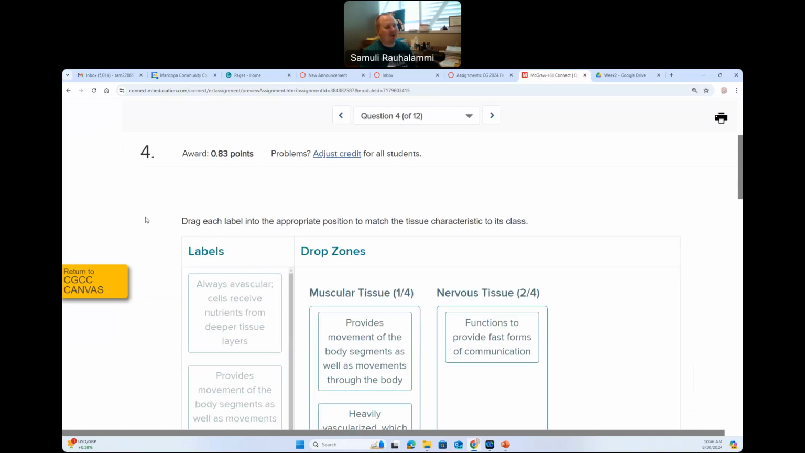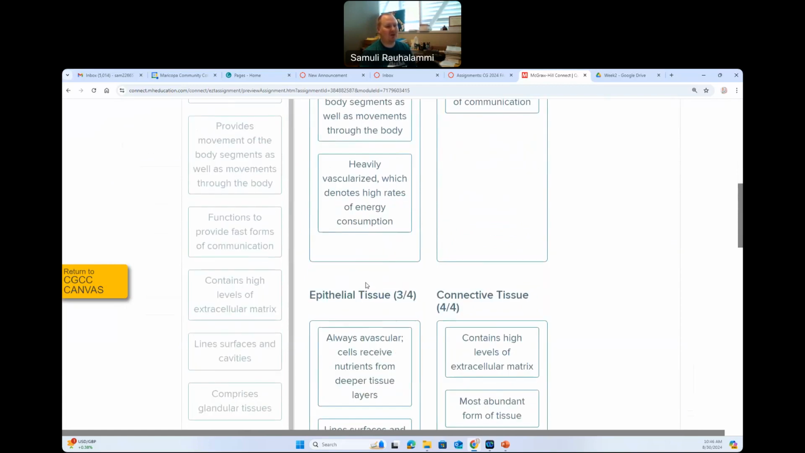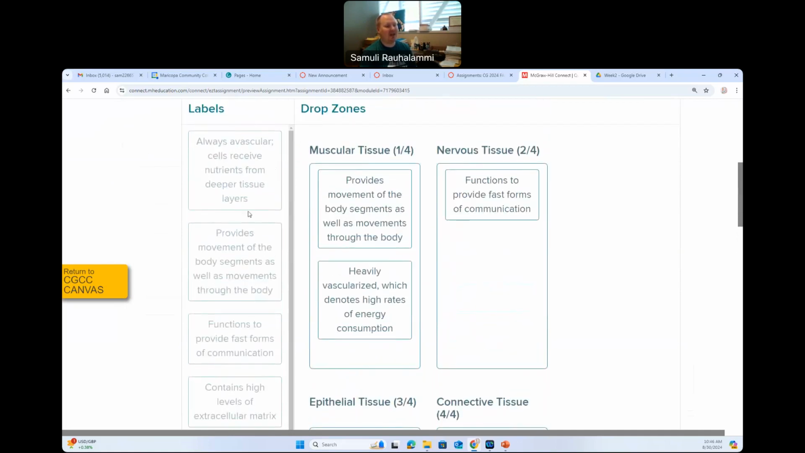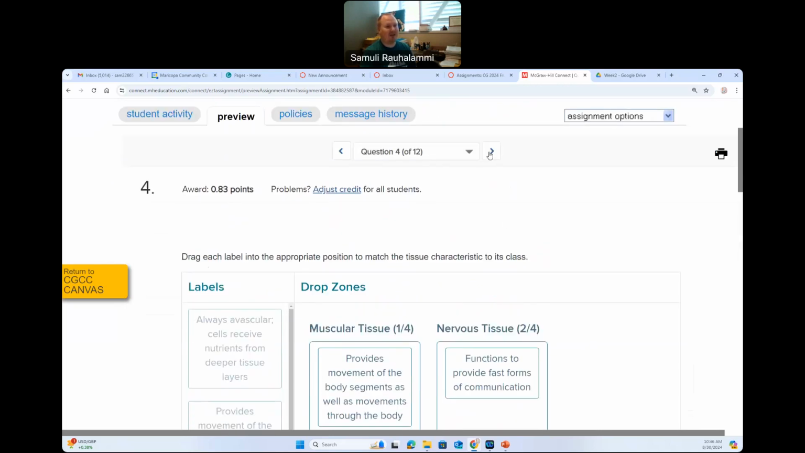And you will also have some drag and drop questions. So here, for example, you would be asked to tell whether the statements are more descriptive of muscular tissues, nervous tissues, epithelial tissues, or connective tissues. So then you take each of the statements and drag them where they are most appropriate. And I think your textbook, the lecture material that I provided on Canvas, all of that good stuff is going to be super helpful as you tackle these questions.